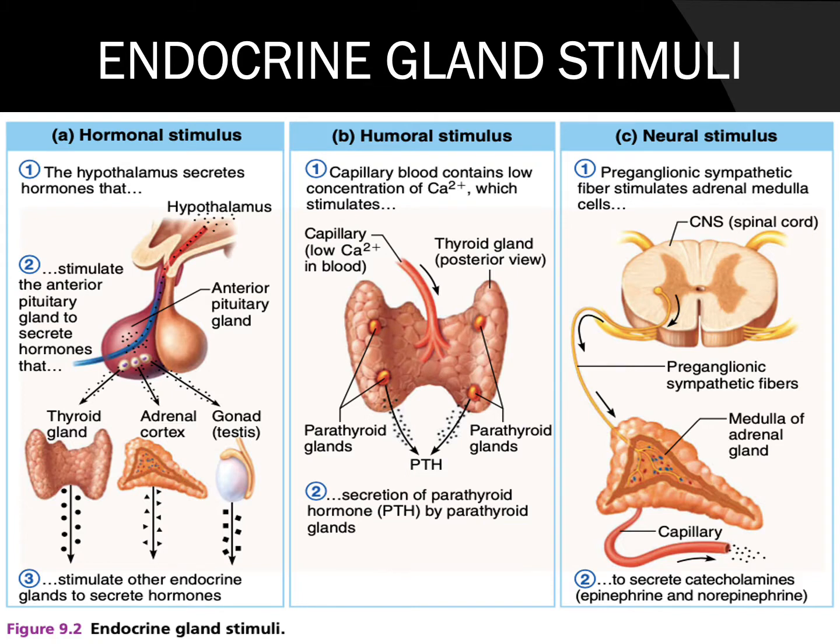This is again a photo showing how some endocrine glands secrete hormones either by hormonal stimuli, which is secreted because a hormone stimulates them. Humoral stimuli is when hormones are secreted because of some ions in the blood, and neural stimuli when the glands secrete the hormones because of nervous system stimulation.